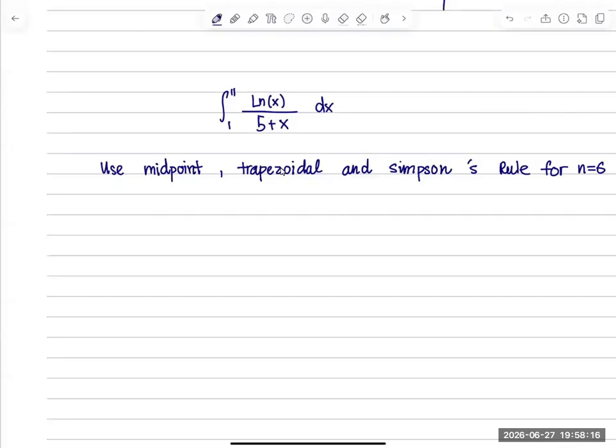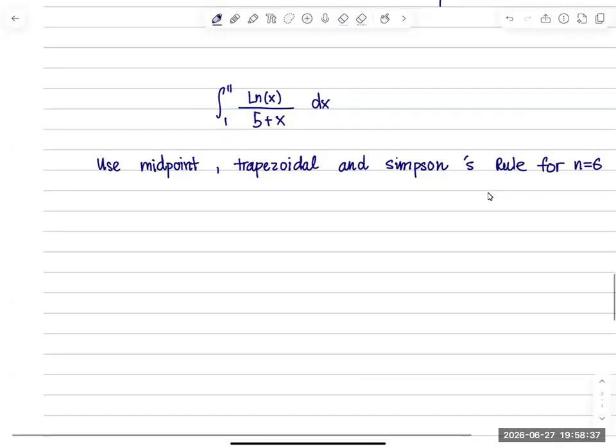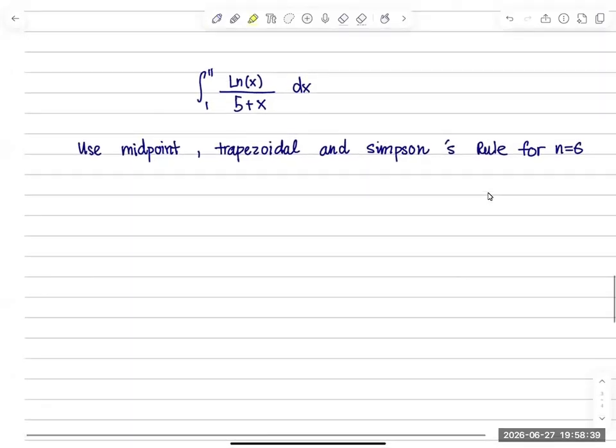Now, this problem is asking to approximate this integral using the midpoint, trapezoidal, and Simpson rule for n equals 6. So we don't have a technique to integrate it directly, so we're going to estimate this integral using one of these rules. I'm going to go ahead and set up the bound for the trapezoidal and Simpson rule.